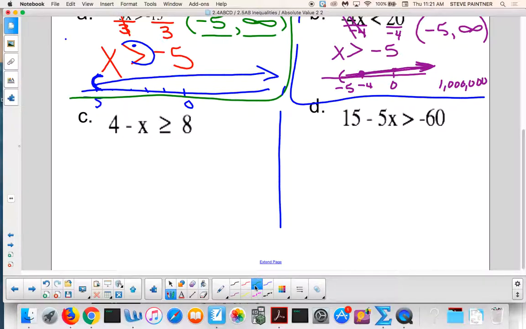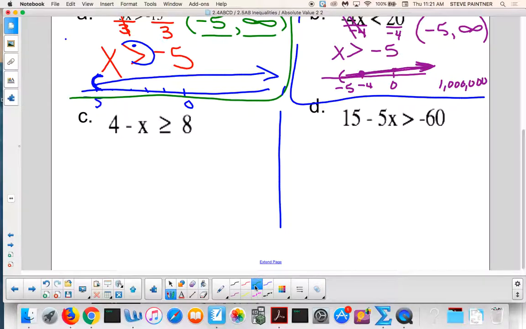How many people are done with the next 2? Okay, keep working. Not many of you. It's weird, but you've seen this. We've done these. We did them with equations. Now we're doing them with inequalities.